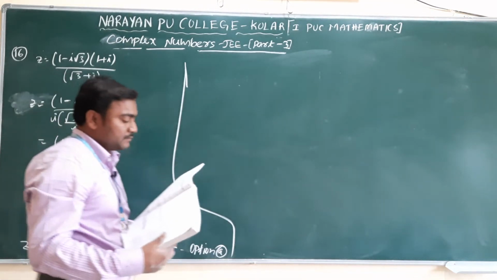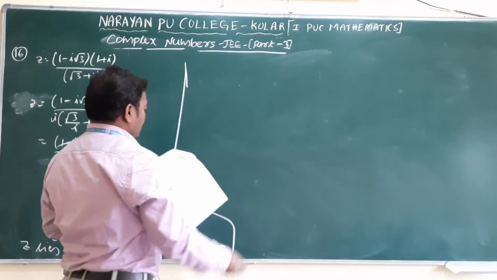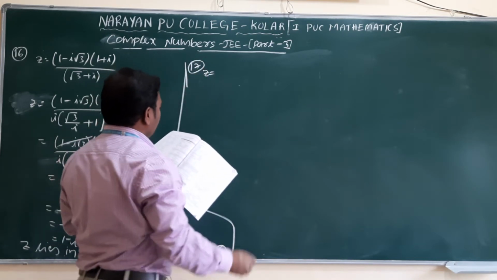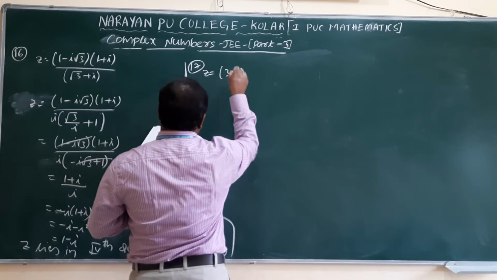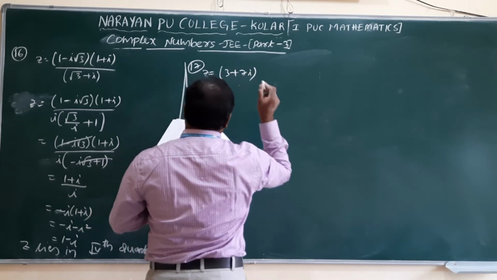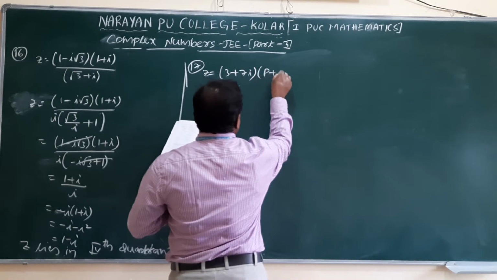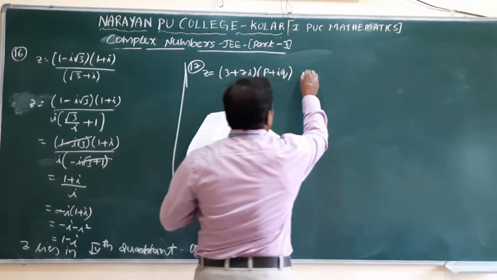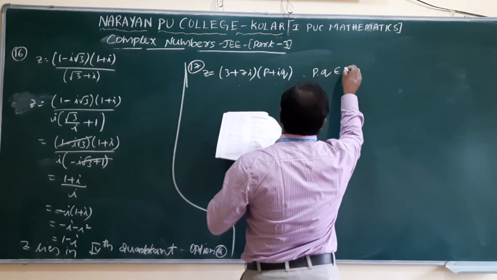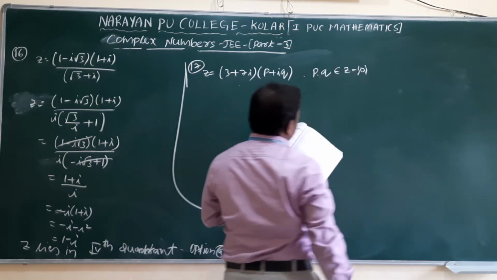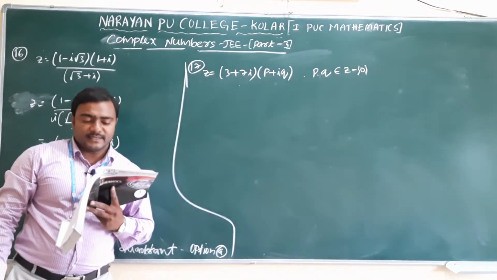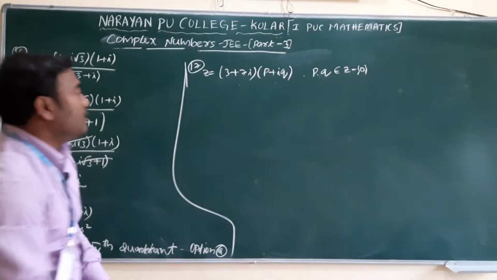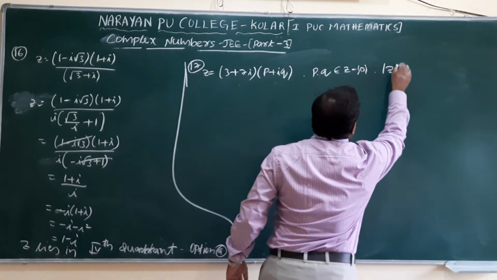Question number 17: if Z is equal to (3 + 7i)(P + iQ), where P, Q belong to Z minus {0}, is purely imaginary, then find the minimum value of mod Z square.